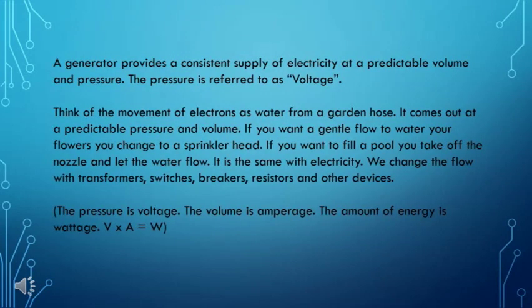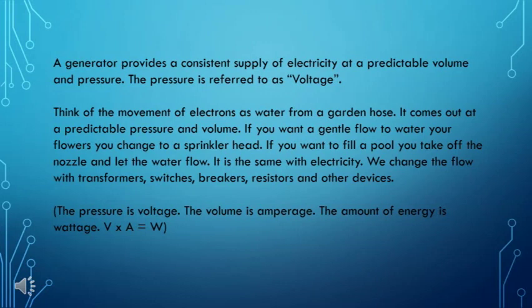A generator provides a consistent supply of electricity at a predictable volume and pressure. The pressure is referred to as voltage. Think of the movement of electrons as water from a garden hose. It comes out at a predictable pressure and volume. If you want a gentle flow to water your flowers, you change to a sprinkler head. If you want to fill a pool, you take off the nozzle and let the water flow. It's the same with electricity. We can change the flow with transformers, switches, breakers, resistors, and other devices.